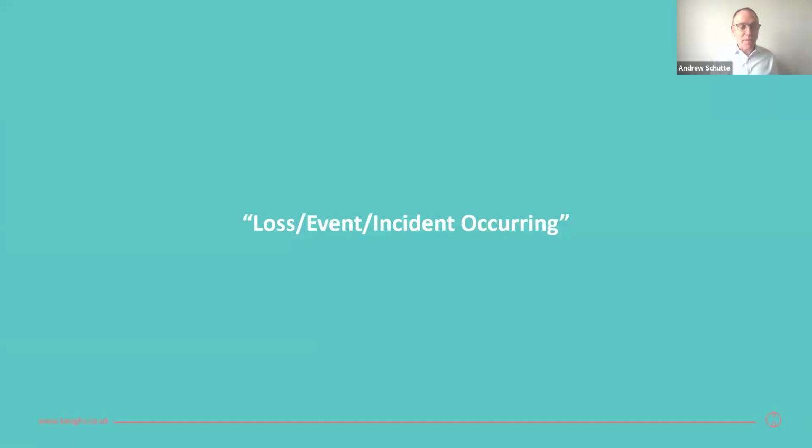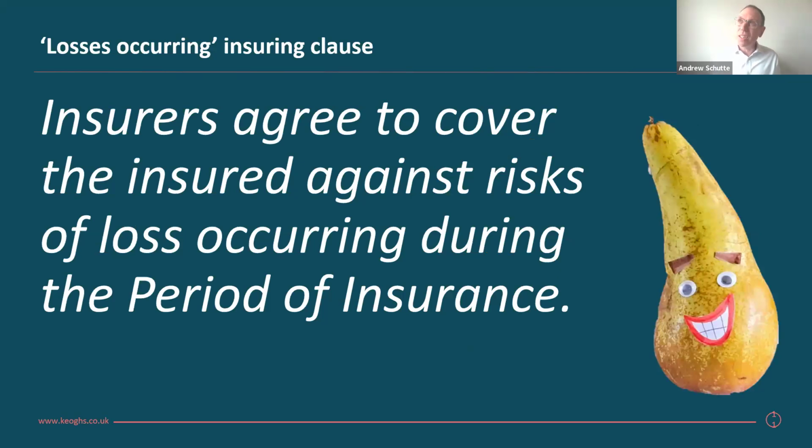So let's dive into the first of those types of cover: loss event incident occurring. If you go to the insuring clause, that's the bit at the beginning of the policy that says something like, in consideration of the premium, blah, blah, blah, we provide the insurance. If we had losses occurring cover, this is the sort of thing we would see right there. So insurers agree to cover the insured against risks of loss occurring during the period of insurance. That's pretty much what you are looking for.